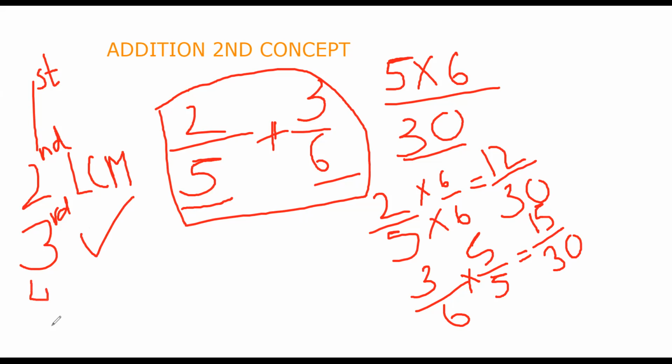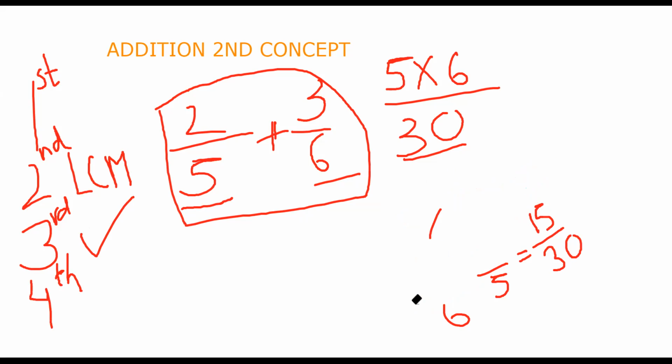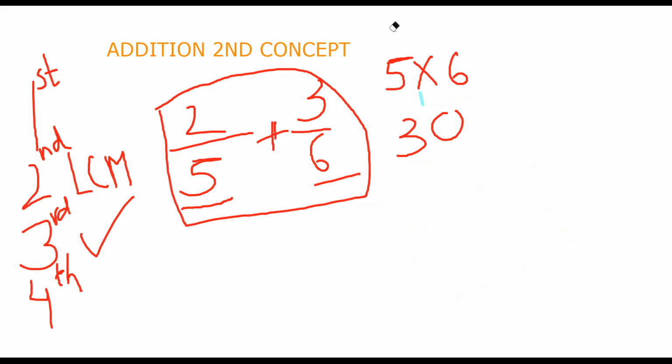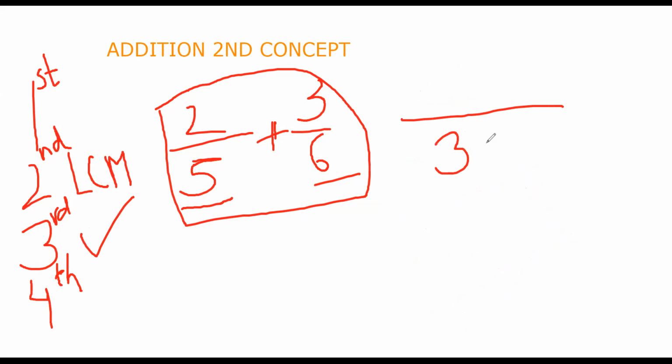The fourth step is to add those numbers. So let me just erase these things away and just write the answers. Okay. And so when we write the answers, we have to just take a look at the denominator, that the denominator should be the same now. And the upper numerators would be added with each other.